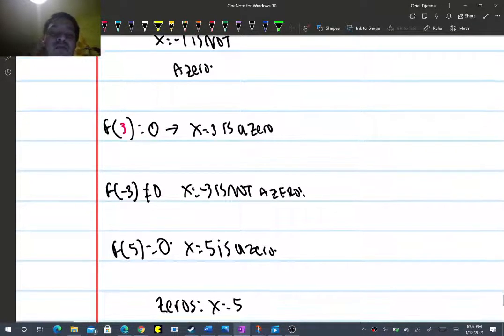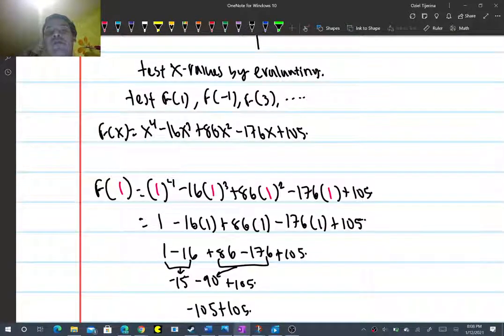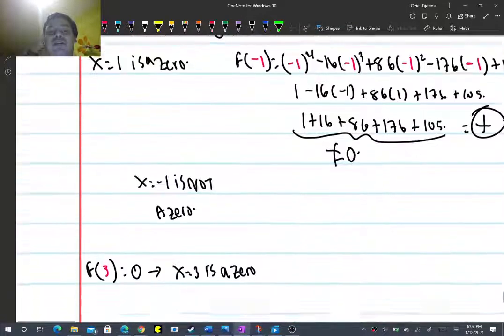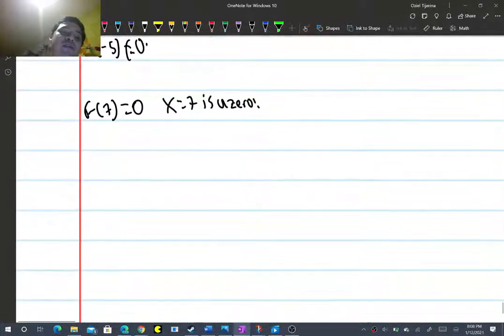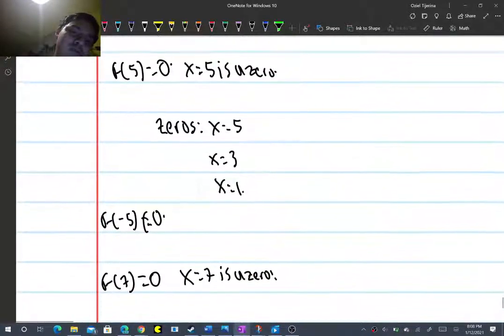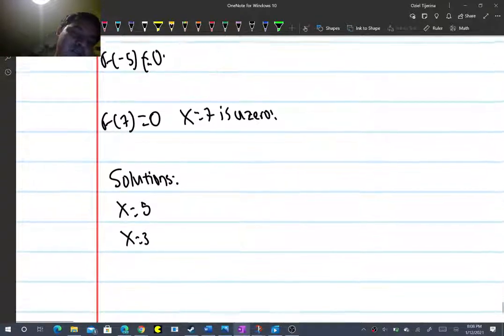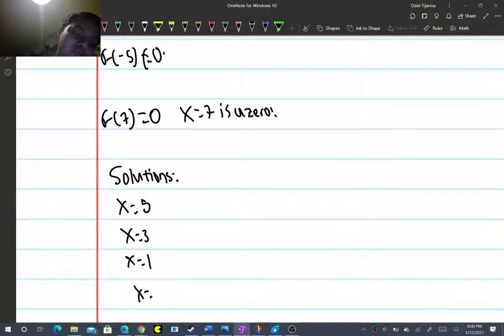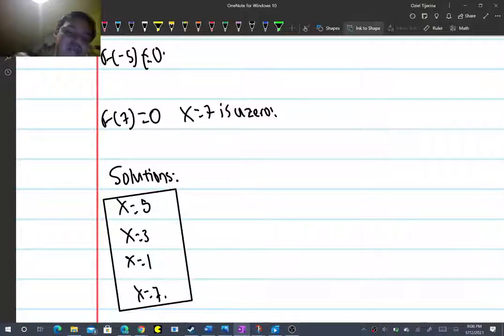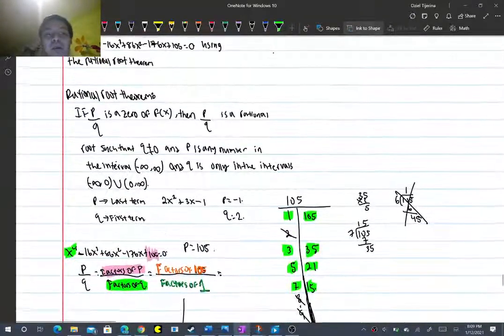Okay, so now, we had a polynomial of degree 4, that means that there's only 4 real solutions to this polynomial. So the solutions to this polynomial equation are x equals 5, x equals 3, x equals 1, and x equals 7. And these would be your final answers to this equation.